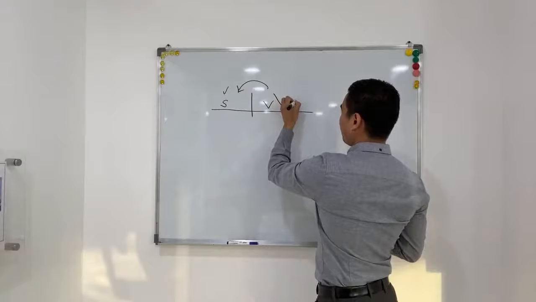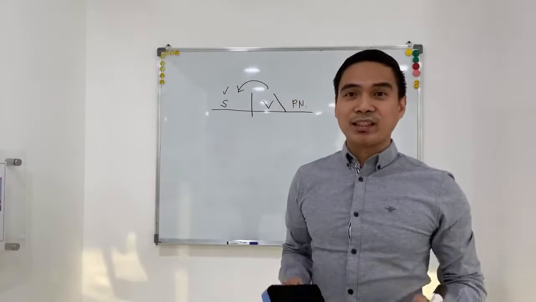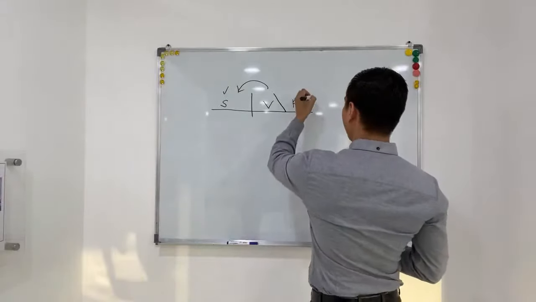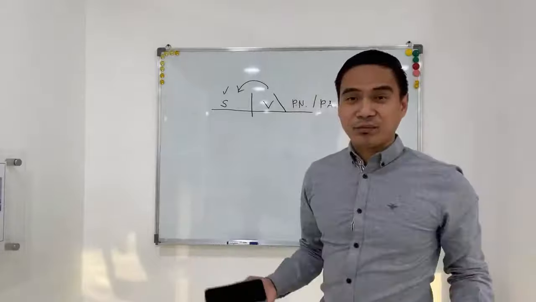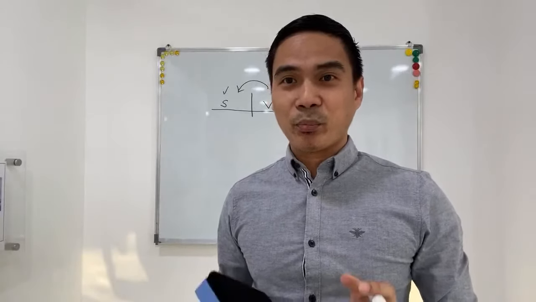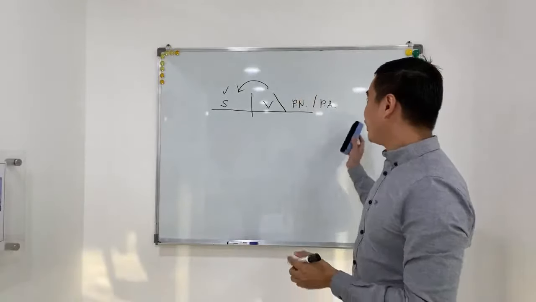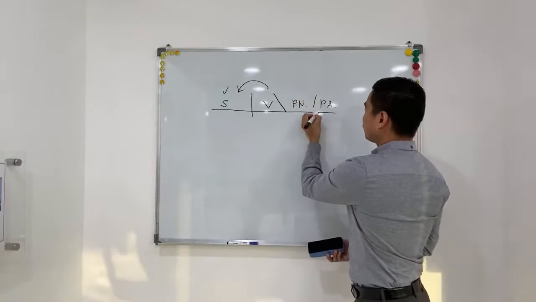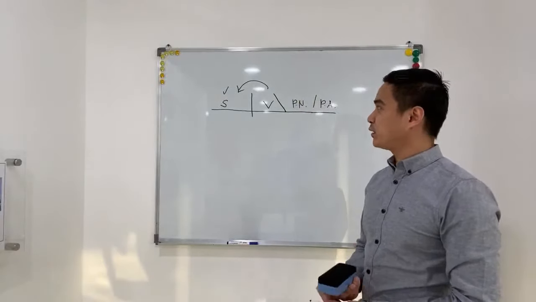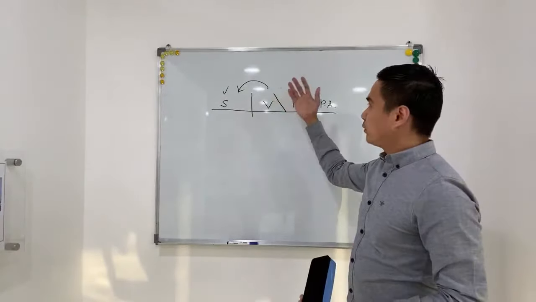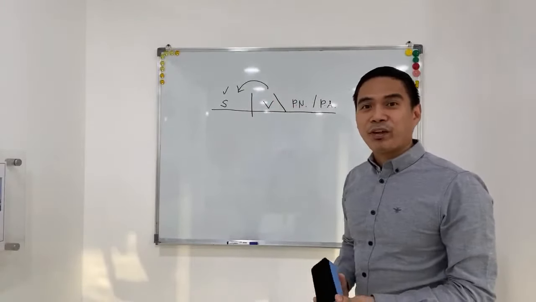And we have a predicate nominative, that is the noun, or a predicate adjective. So an adjective can also be a predicate. So this simply is the generic diagram of a sentence: subject, verb, and the other extra elements of a sentence.